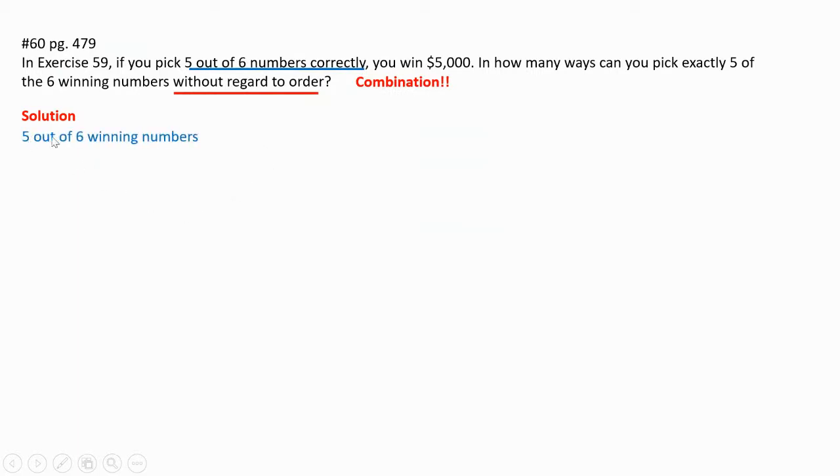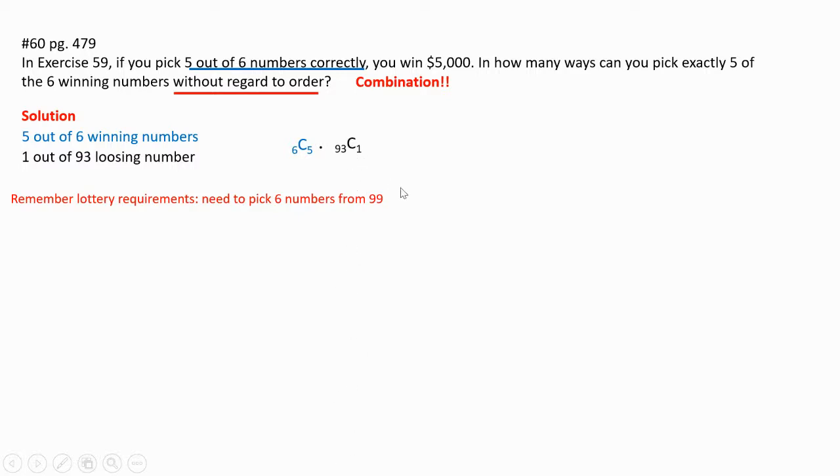First, you want to get 5 out of the 6 winning numbers right to win the 5,000. So it's going to be 6 combination 5, because from the 6 numbers, you have to get 5 correctly to win the 5,000. And then times, remember, the lottery requires you to pick 6 numbers. If there were 99 numbers and 6 are already shown in here, how many are left? 93 are left. So for the 93 other numbers, you need to pick 1. So 93 combination 1. You multiply them out, right? And you get your answer.